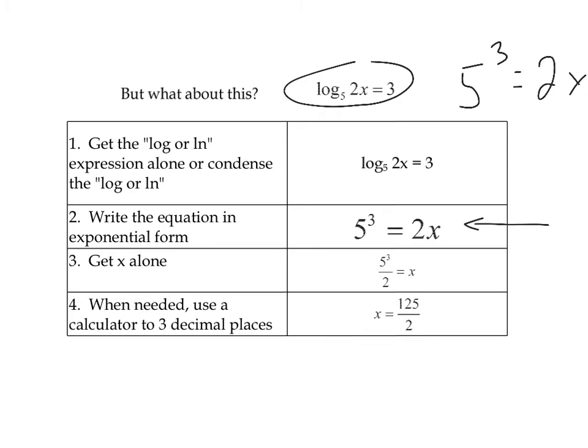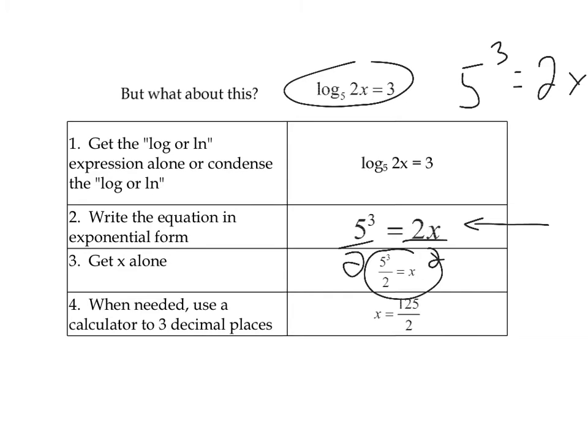Okay, now how do you get x by itself? Divide both sides by 2. Some of you first may do 5 times 5 times 5 and write 125. It doesn't matter. So if you divide by 2, you get this. Okay, 5 times 5 times 5 is 125. So my final answer is 125 over 2.